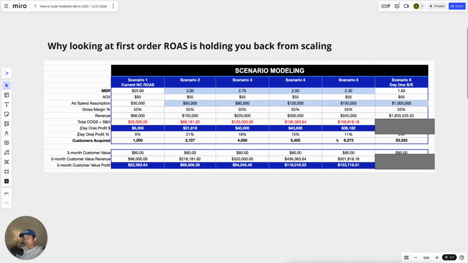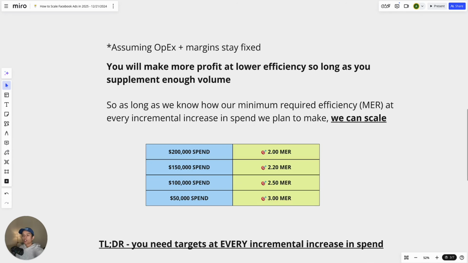Don't forget the downstream effects of going from 2,700 customers and tripling that to 6,200 customers. All those customers are then going to come back, assuming you have a solid business model, and that means more profit into your bank account because it's all revenue that you're not having to pay for. So assuming that operational expenses and your margins stay fixed, assuming that as you increase your ad spend you're not hiring new people and not expanding into new warehouses preemptively, you will actually make more profit at lower efficiency so long as you supply enough volume.